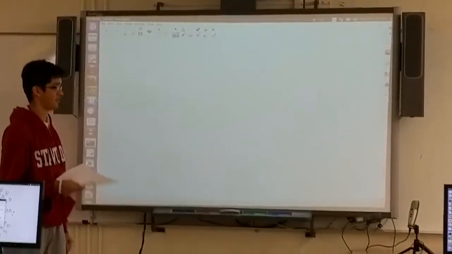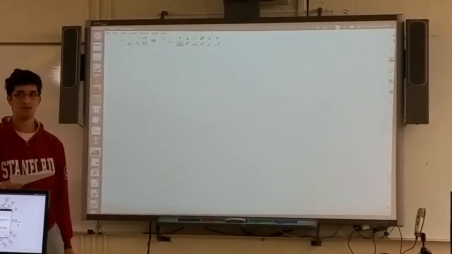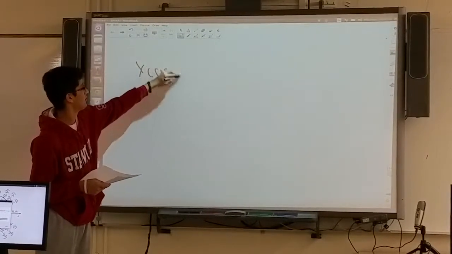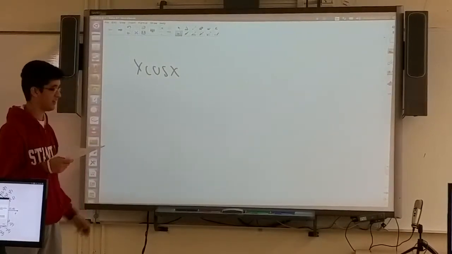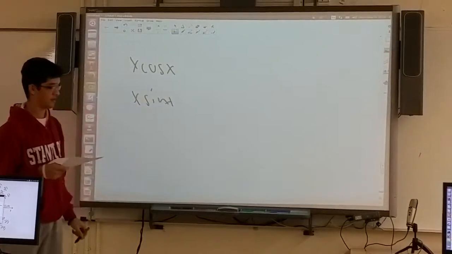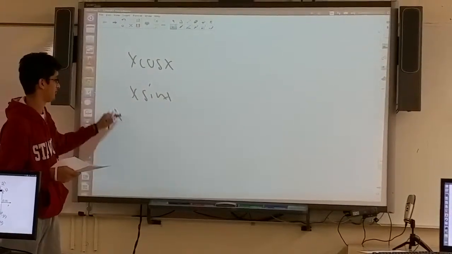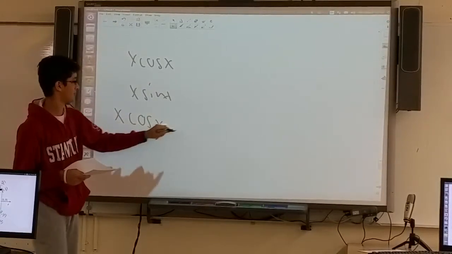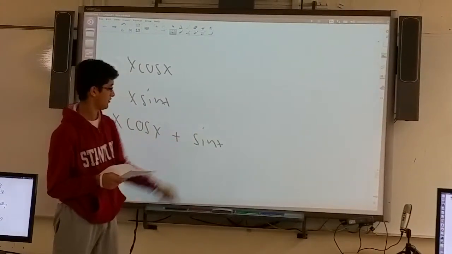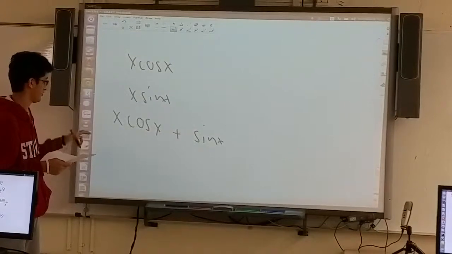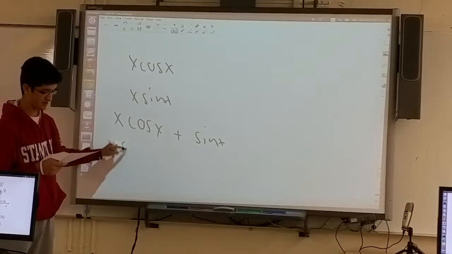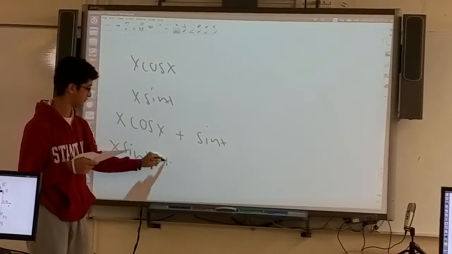I just went through all the different options by differentiating each and seeing which one led me to x cosine x. So the first one obviously doesn't work because when you differentiate x sine x, you do the product rule, so it's x cos x plus sine x. So that doesn't work. But then for the second one, it's x sine x plus cos x.